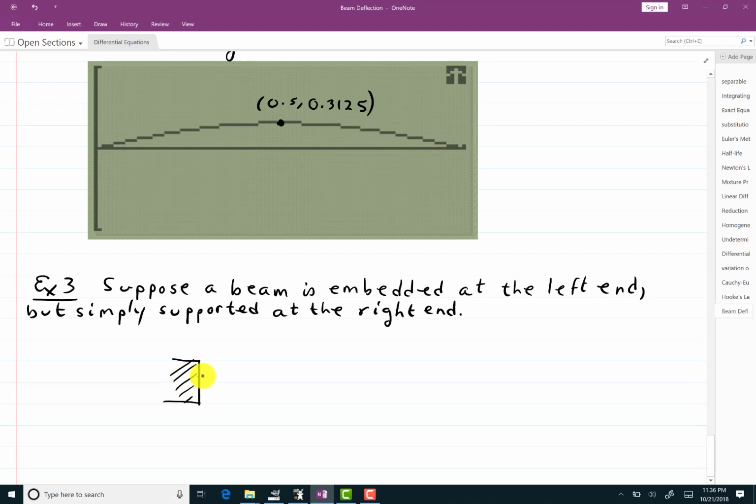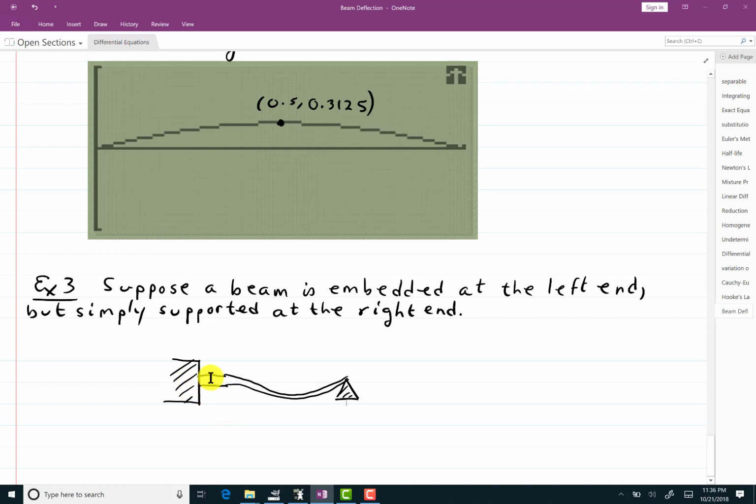So it's going to come straight out for a little bit, and then it's going to have its bend, like so. But this end over here is simply supported. So let's take a look at what are possible things we have.